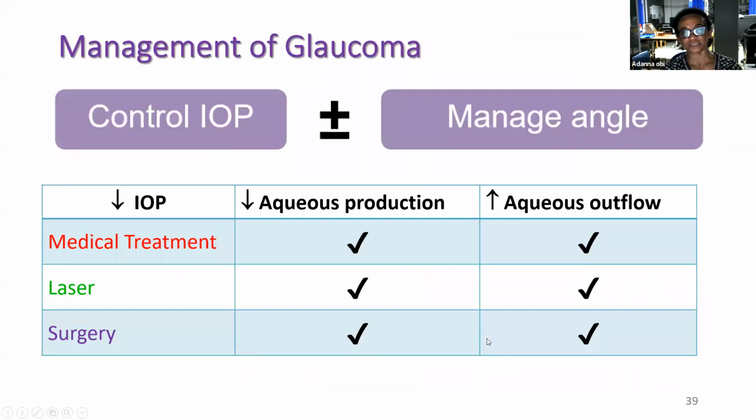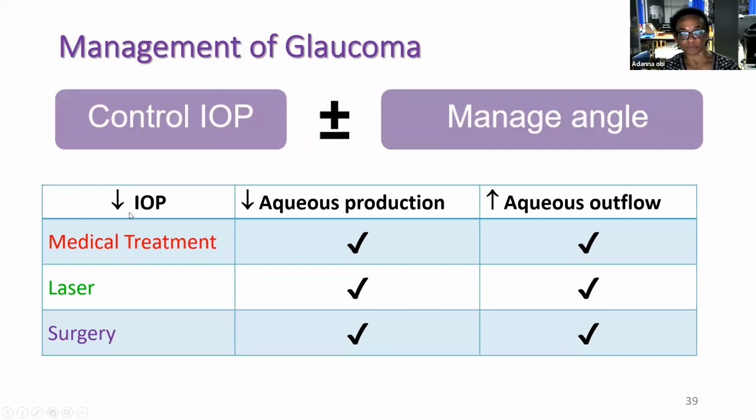So how do we manage it? The mainstay of managing glaucoma is to reduce the intraocular pressure to a pressure at which you think there's no further retinal ganglion cell damage because of pressure, okay? That's the mainstay. You might also need to do something about the angle if they've got secondary or angle closure mechanisms.